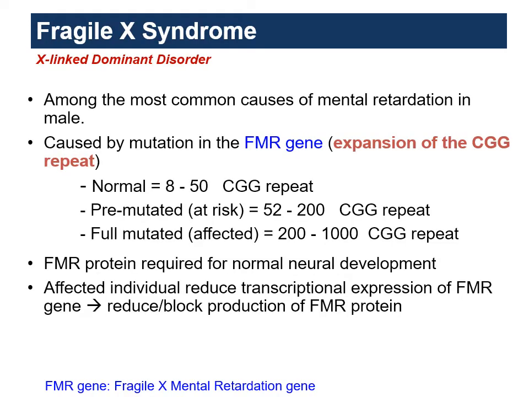Fragile X syndrome is one of the most common causes of mental retardation in males. It is caused by mutation in the Fragile X mental retardation gene, or FMR. FMR protein is essential for normal neurodevelopment. The mutated gene will cause the expansion of the CGG repeats. An affected individual with the expanded CGG repeat will have reduced transcriptional expression of the FMR gene, therefore leading to reduced or blocked production of FMR protein.